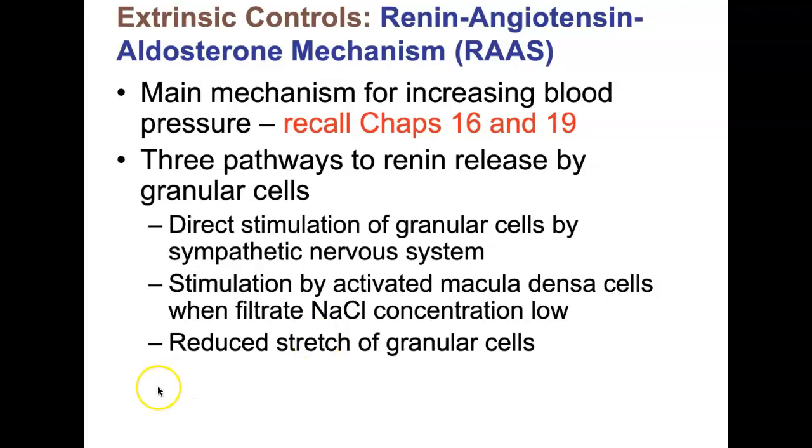And then finally, you have reduced stretching. Granular cells can act as mechanoreceptors. A drop in mean arterial blood pressure reduces the tension in the granular cells' plasma membranes and stimulates them to release more renin. So these are the three pathways that act on renin release.